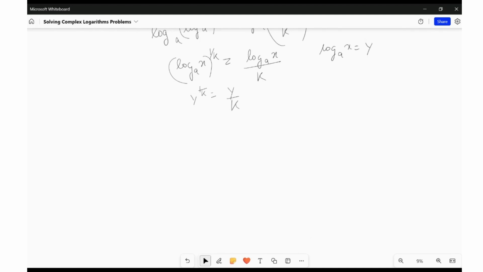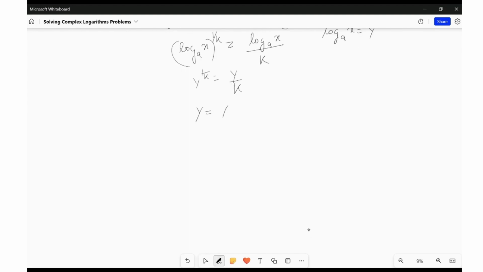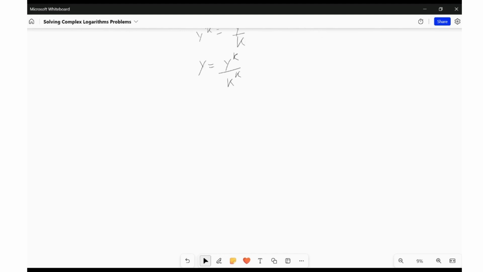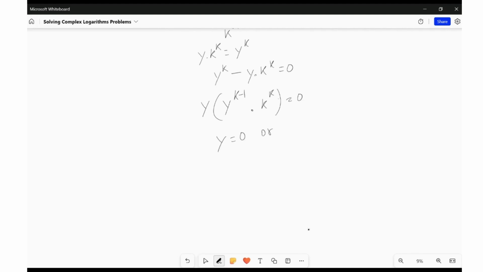Now raising by k on both the sides, y is equal to y power k by k power k. Now y into k to the power k is equal to y to the power k. Now y to the power k minus y into k to the power k is equal to 0. Now y into (y to the power k minus 1 minus k to the power k) is 0. So we get y is 0, or y to the power k minus 1 is equal to k to the power k.